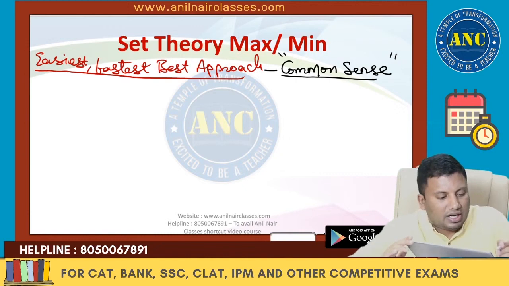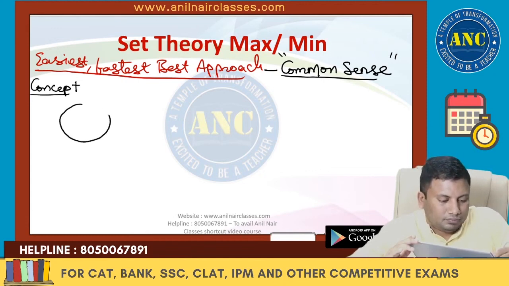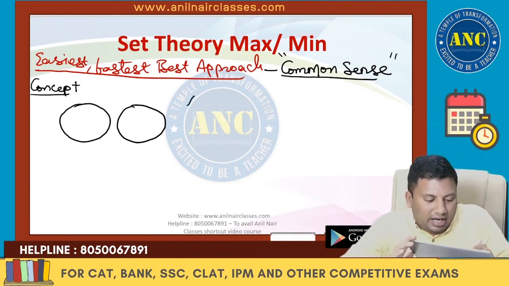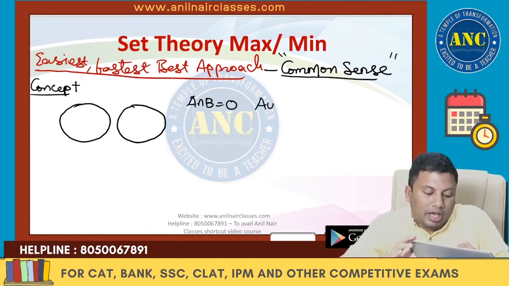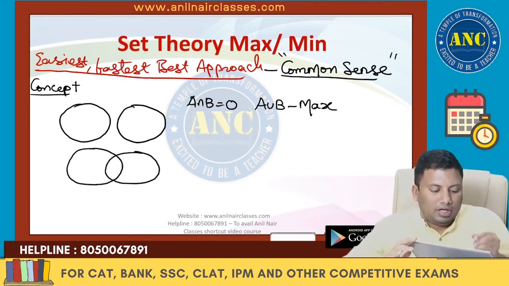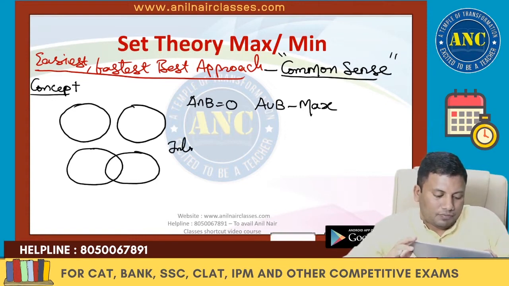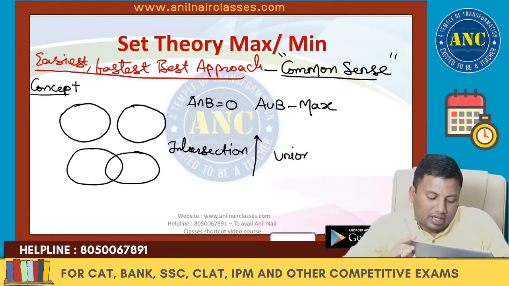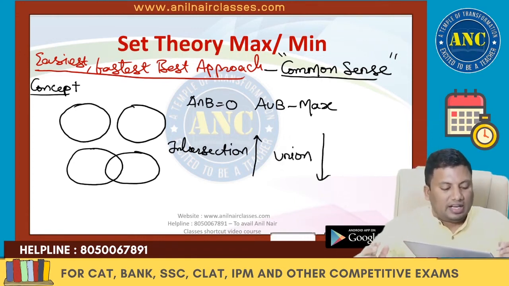Now, see the concept. Observe these two circles which are far apart. If they are far apart, can I say that A intersection B is 0 and A union B is maximum. Observe these circles coming and colliding. The intersection value is increasing. If the intersection value is increasing, the union value is decreasing.